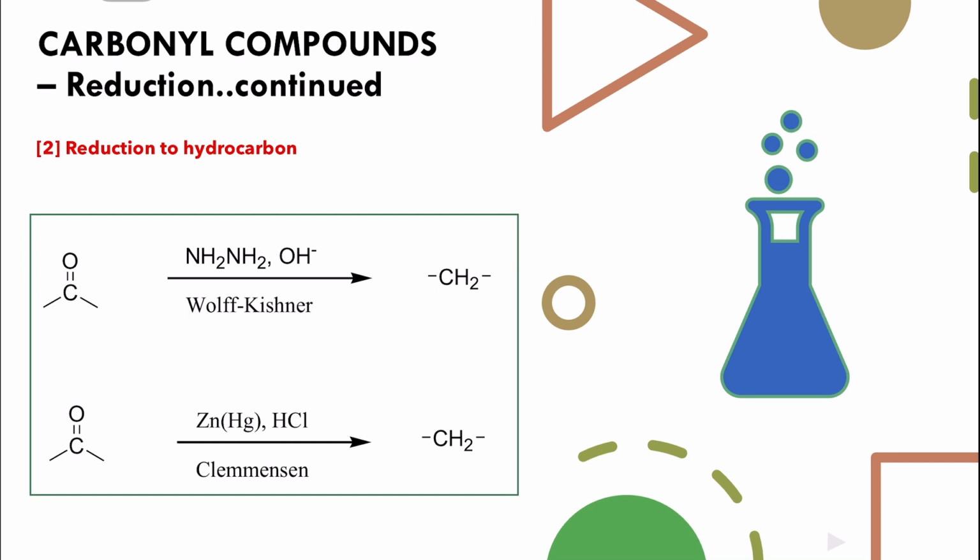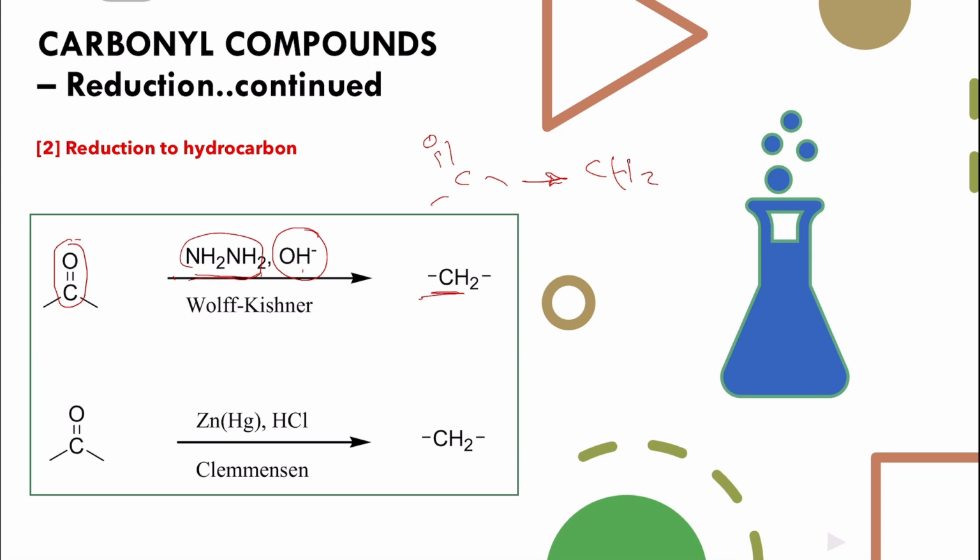Finally, to reduce to a hydrocarbon, we use different reducing agents. There are two different reducing agents I can use with aldehydes and ketones in order to get to hydrocarbons. The first reaction is called the Wolff-Kishner reaction, and I use hydrazine in alkaline media. This will not be reduced into an alcohol, but will be reduced into CH2. So I convert the C=O into CH2. So it will give me a hydrocarbon or alkane.